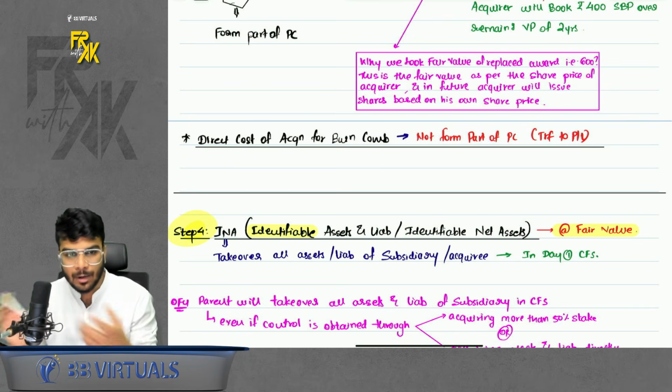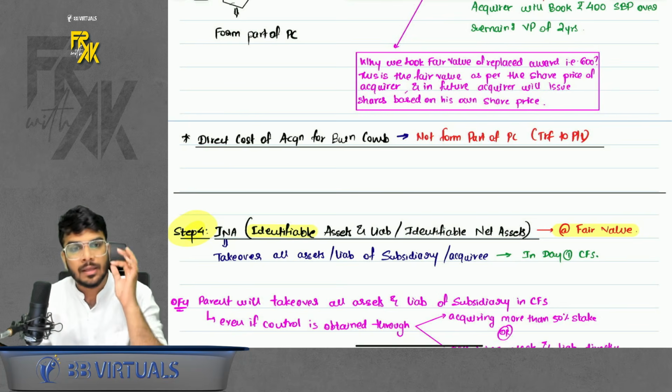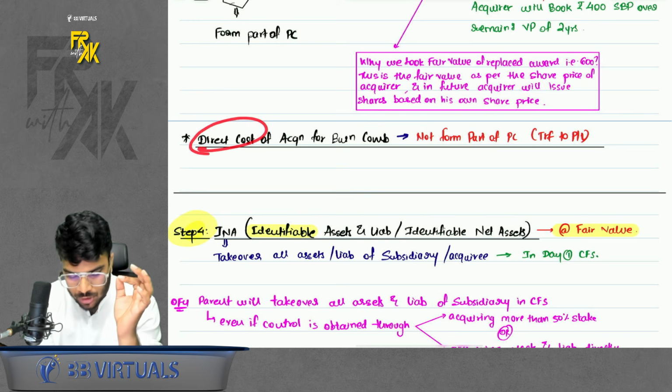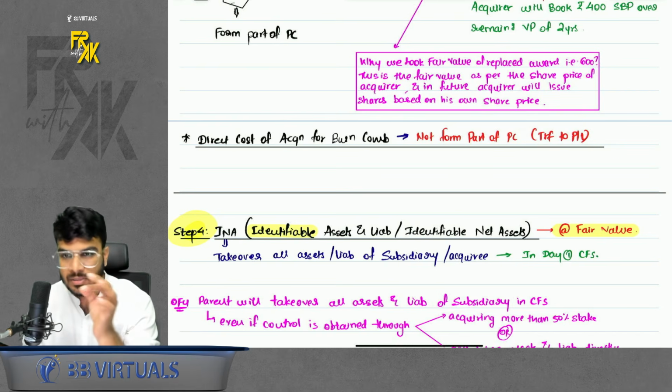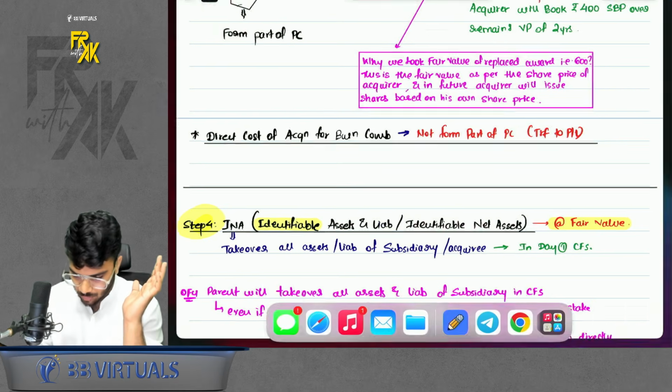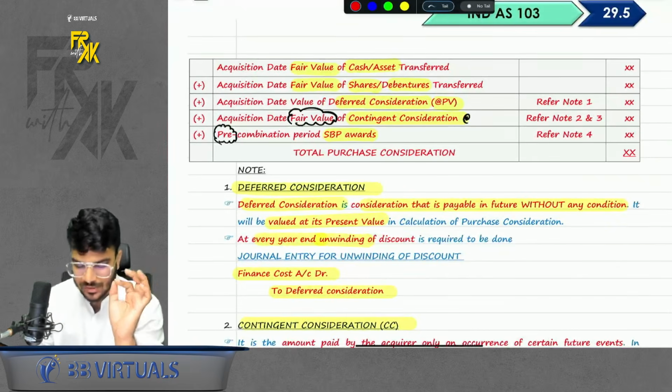Okay. Last thing is that if you incur any direct cost of acquisition for business combination, let's say for example, for acquiring a company, you incur any legal fees or something. If you are incurring any such cost for business combination, that will not form part of PC. It will be transferred to PNL. Do remember this much. Okay, so this was the whole discussion of step number 3.